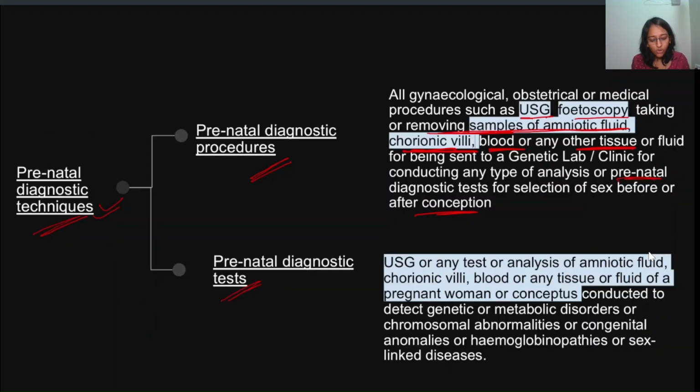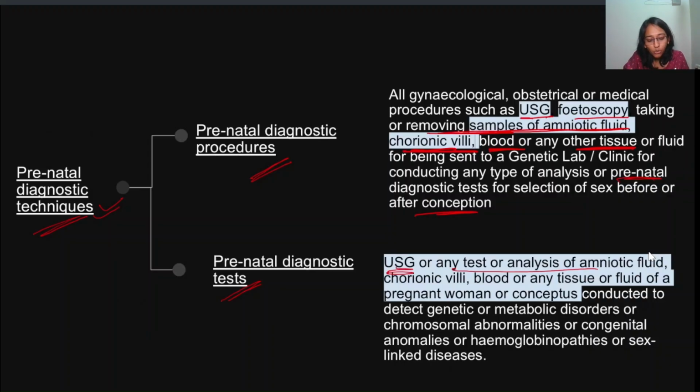Next is the diagnostic tests. So what are the tests? So ultrasound is again a procedure and also a test, or any test for analysis of amniotic fluid, chorionic villi, blood, any tissue or fluid of the pregnant woman or conceptus is a prenatal diagnostic test. So now I know that both of them look similar to you, but I'll explain the difference.